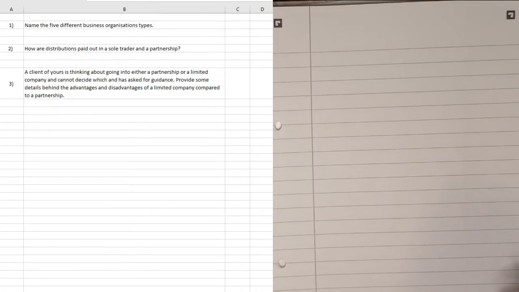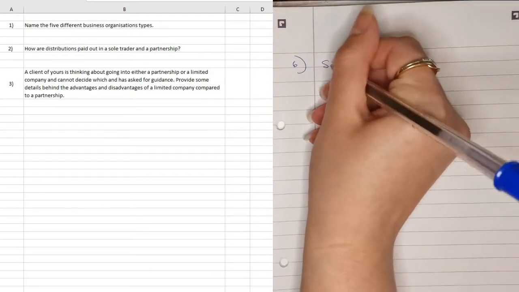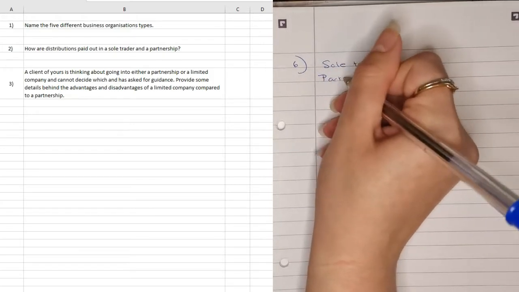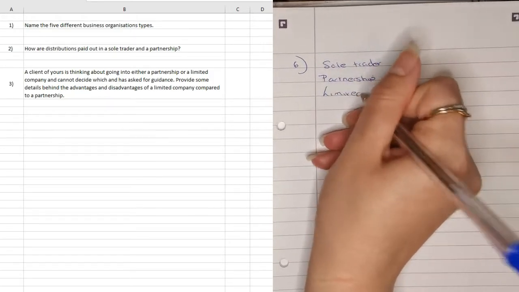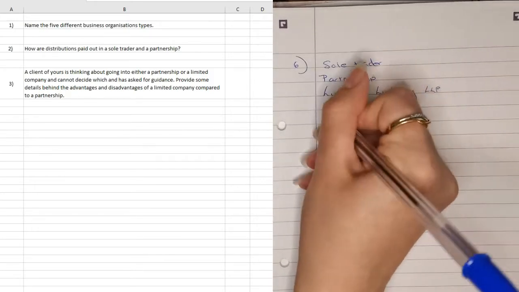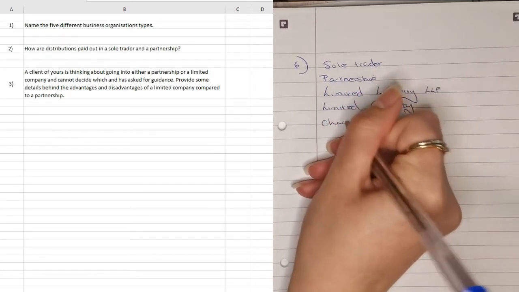So name the 5 different business organisation types. So first of all we have a sole trader, and then we have partnership, and then limited liability partnership, LLP, then we have a limited company, and then we have the charities.